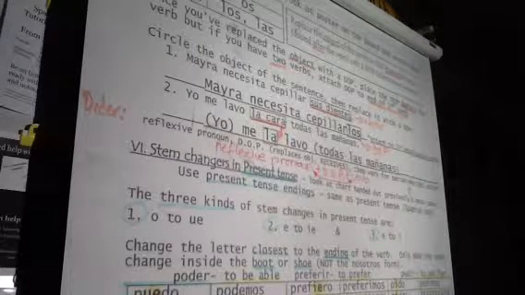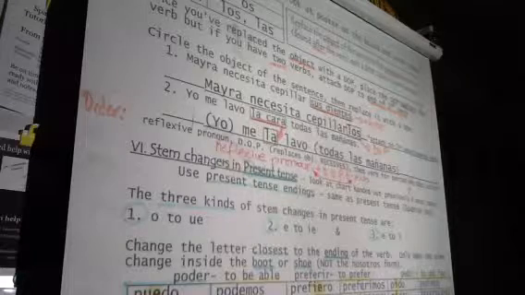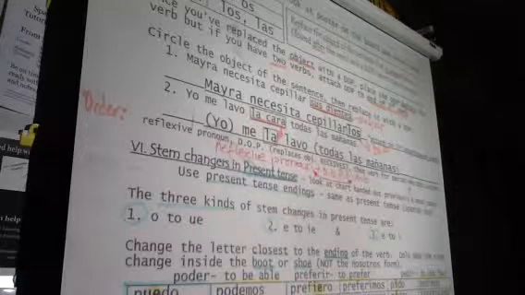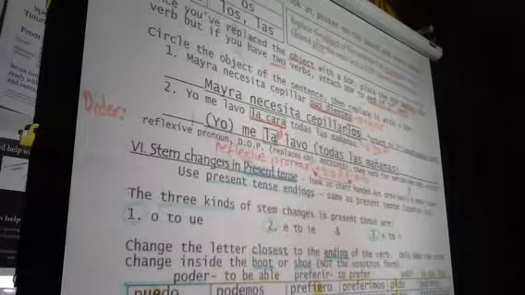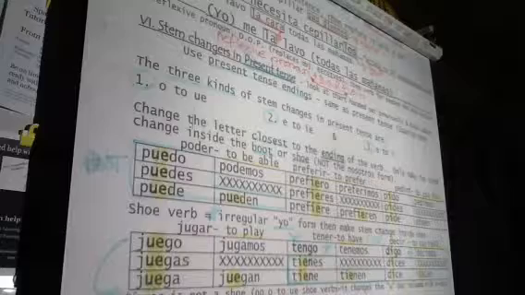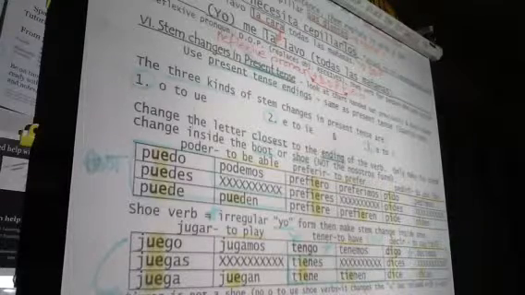Then stem changers in the present tense. Just have to remember your O to UE, E to IE, and E to I verbs. There's just several different examples of them. Remember that you only change stem changing verbs in the present tense. You always change them in the boot shape, which means that the nosotros form is out. When we do stem changers in the preterite, that's where they change in the basement or bottom two only.